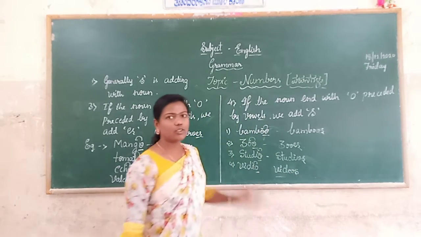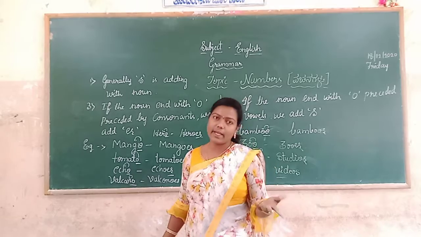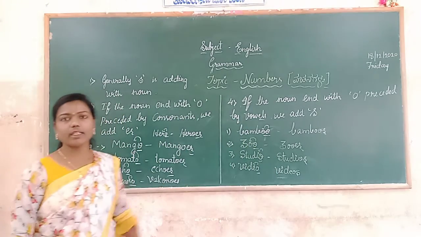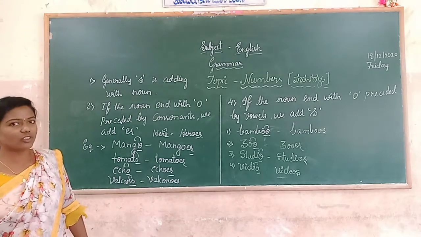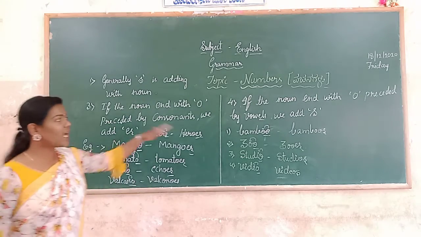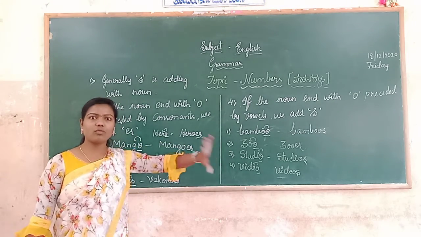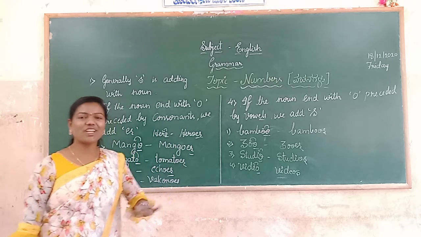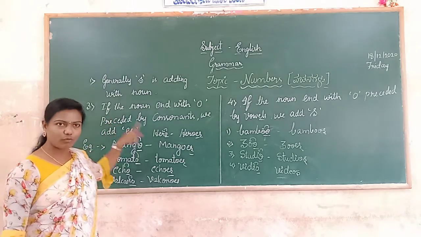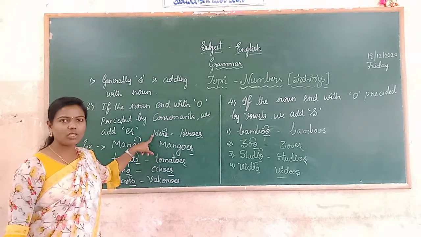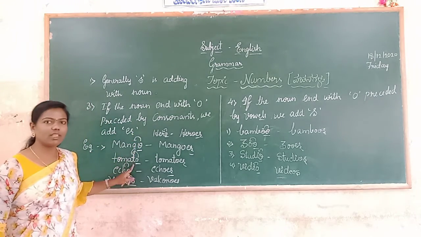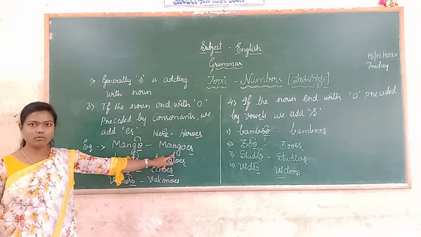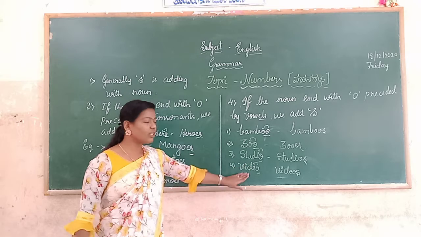Dear student, so many words end with O. Look at the letter behind it. If the letter behind is a consonant, we use ES. If the letter behind is a vowel, we add only S. Okay? Don't be confused. Which word ends with O? Look at the letter behind it. If it is a consonant, we use the ES form.